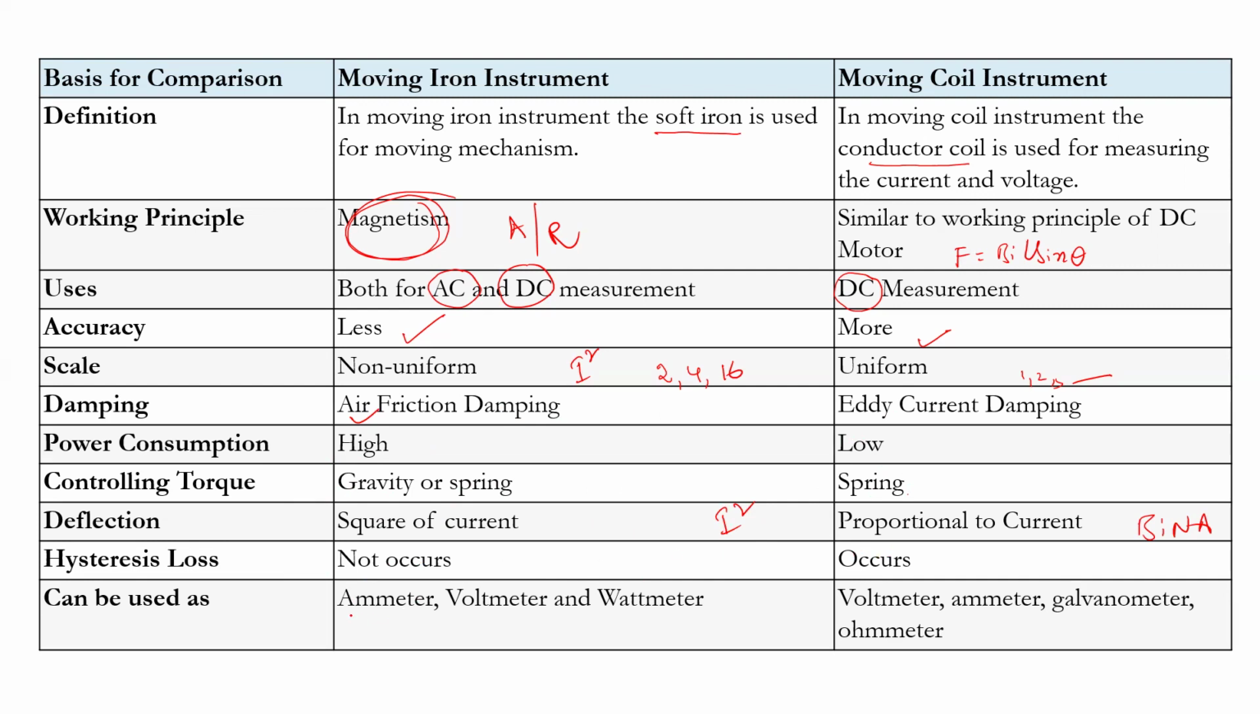We can use it for current measurement, ammeter, voltage measurement, voltmeter, and this one wattmeter. Same things here: voltmeter, ammeter, galvanometer, and ohm meter for resistance. These are the different classifications of moving iron and moving coil. Don't forget these two things, they play a crucial role.